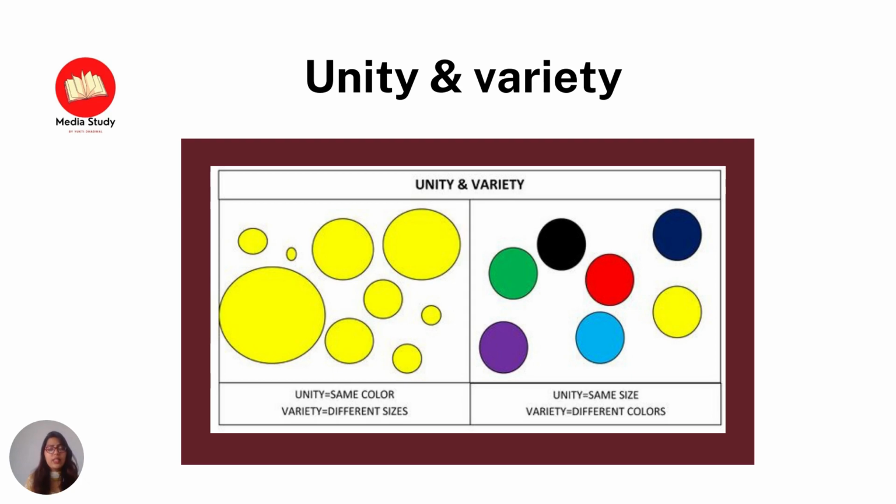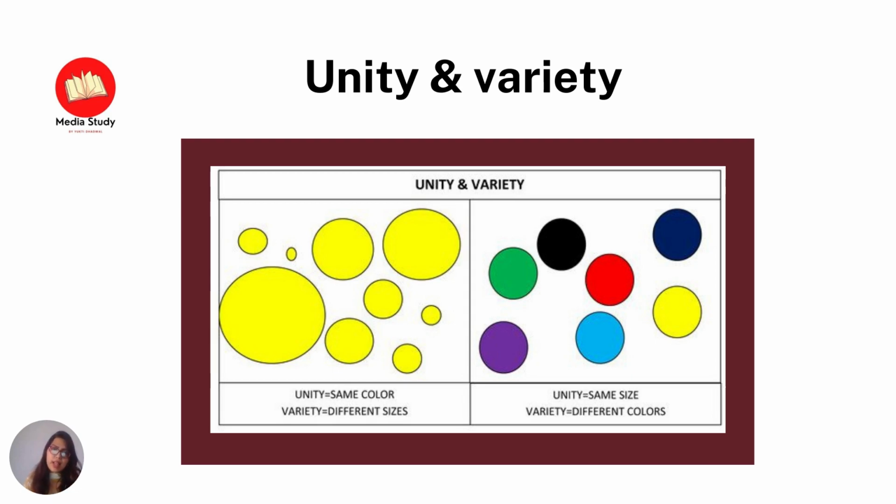If we see the other side of the column or the second column, here we notice that the color of each of the circle is different. So we are using different colors as a principle of variety. If we see the variation among them is the use of different color. But if we see the similarity, that is the same size of these circles, right? So this is the principle of unity and variety.